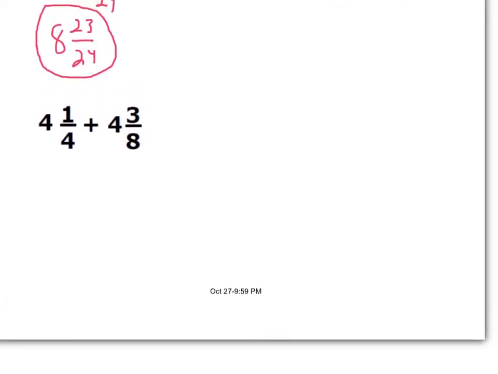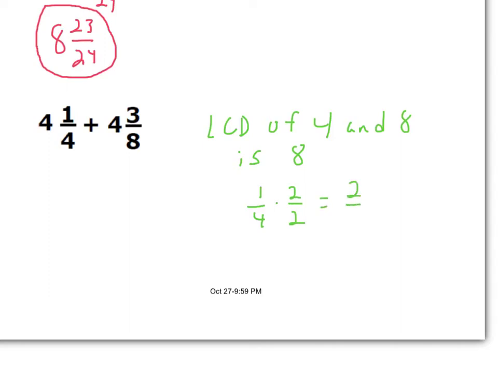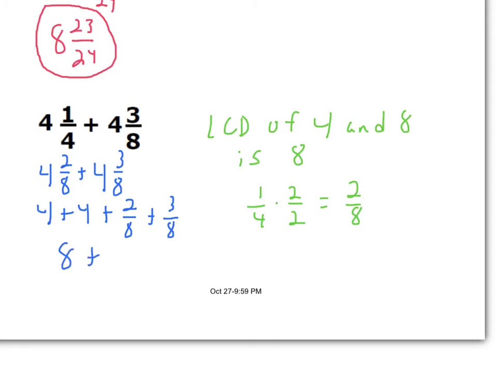We've got 4 and 1/4 plus 4 and 3/8. This time the least common denominator of the 4 and the 8 is 8. So I'll change the 1/4, multiplying by 2 over 2, and get that that's 2/8. So now I've got 4 and 2/8 plus 4 and 3/8, which is 4 plus 4 plus 2/8 plus 3/8, and that's 8 plus 5/8, or 8 and 5/8. And that's my final answer there.